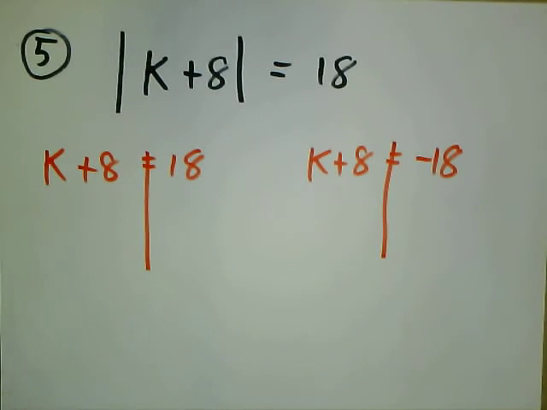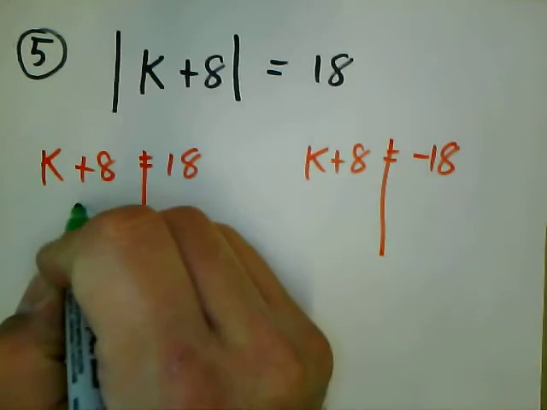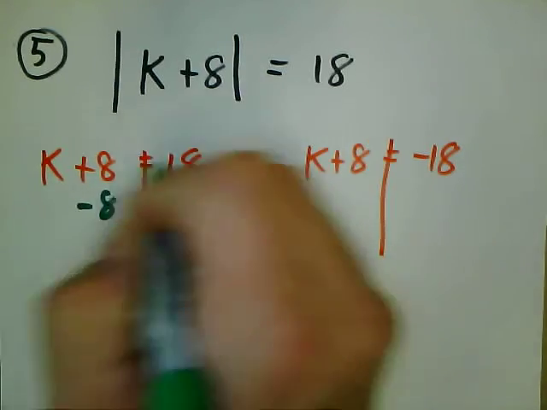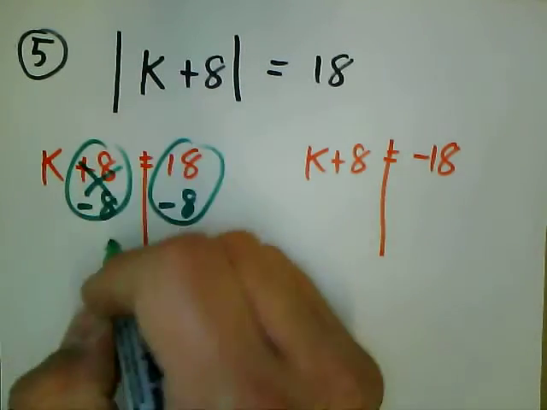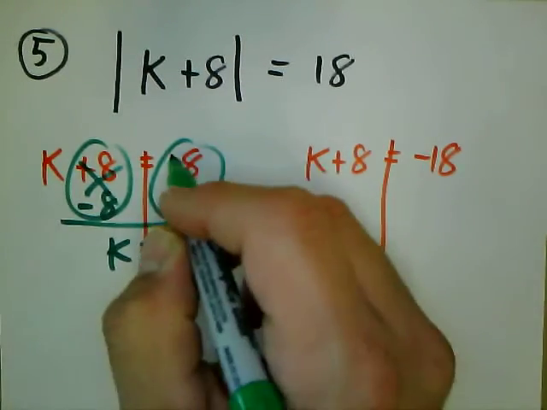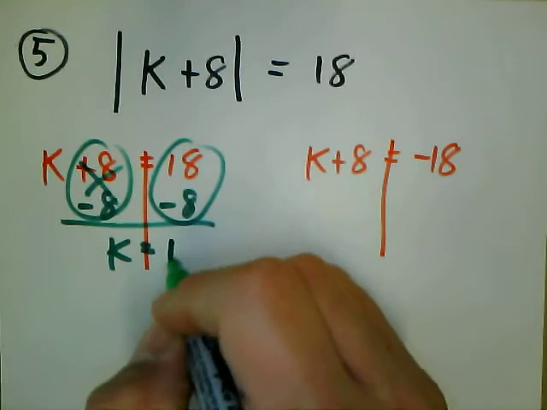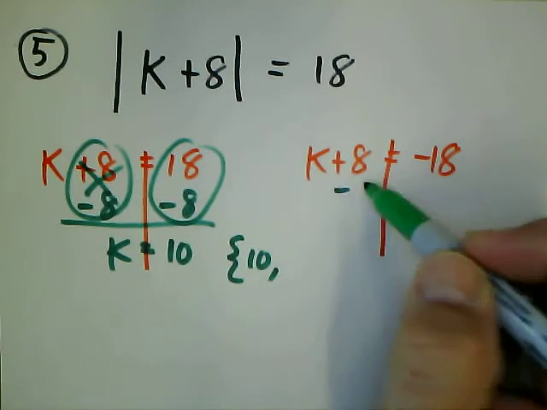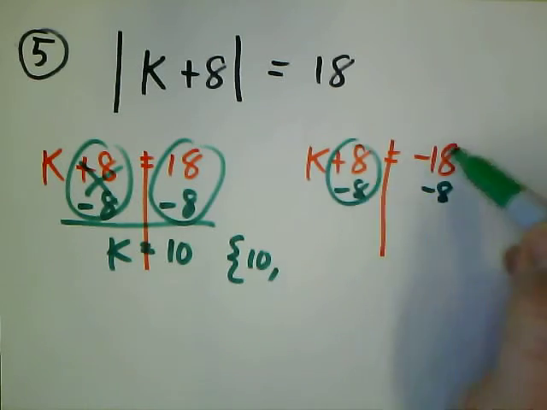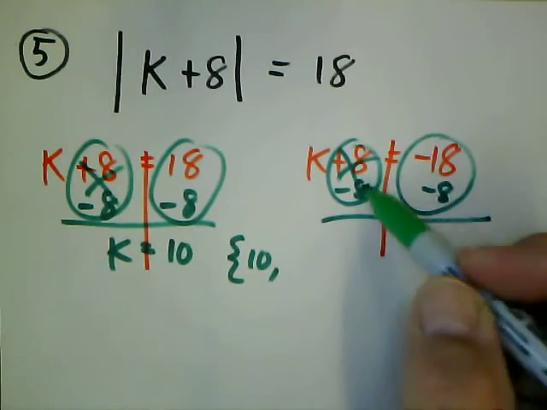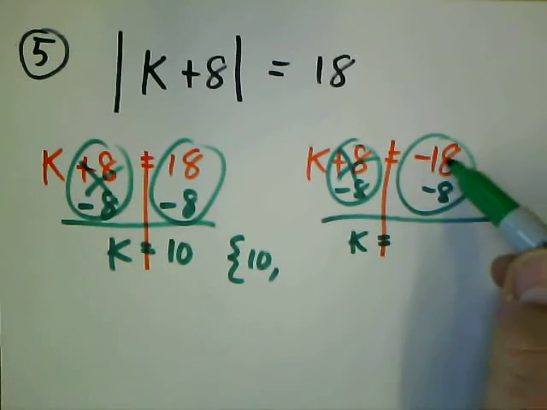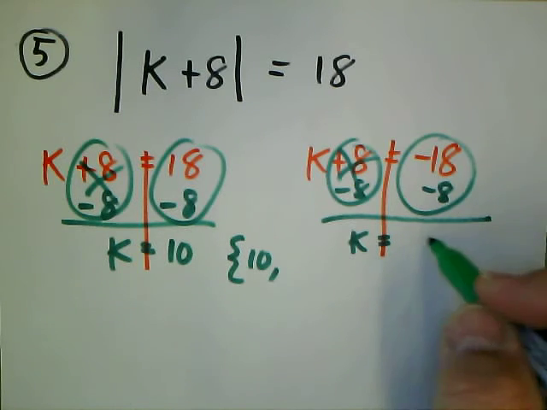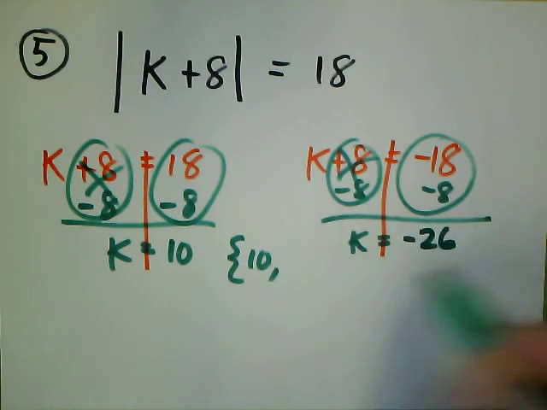Can't distribute, can't combine like terms, no extra variable. We can't add or subtract. So we're going to subtract 8 from both sides of the equation. K equals, sorry, 18 minus 8 is 10. Our first answer is 10. Subtract 8 from both sides of the equation, our opposite operations are gone. K equals negative 18 minus 8 is negative 26.